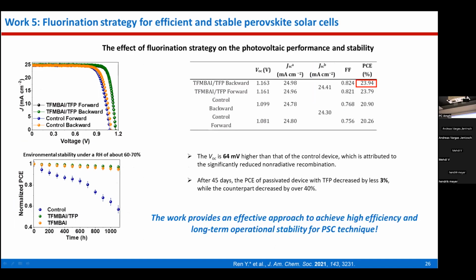Finally, we fabricated devices. You can see that the champion device for the TFMBI-passivated perovskite film with the TFP can achieve about 24%. It significantly outperforms the counterpart. You can see that the VOC is about 60 millivolt higher than the pristine one, which is consistent with the PLQY results. So this work provides an effective approach to achieve high efficiency and long-term stability in perovskite technology. Also remarkably, our approach is universal, because we can also use the TFP in other new hole transport materials.